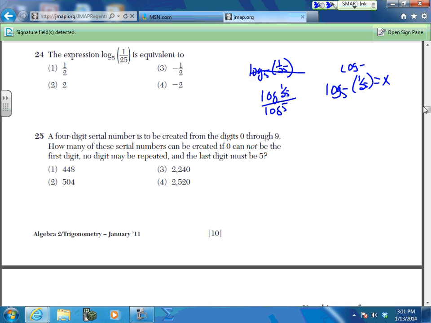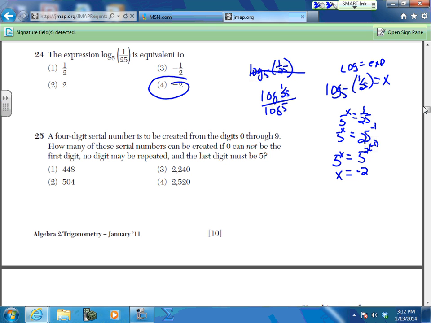log equals exponent. Base 5 to the exponent is 1 over 25. Flip this one over, 25 to the negative 1. Drop them to the same base. 5 to the x is 5 squared to the negative 1. So x is equal to negative 2. If you have the calculator that does the change of base, go right to that one. And you can put it in using your change of base.